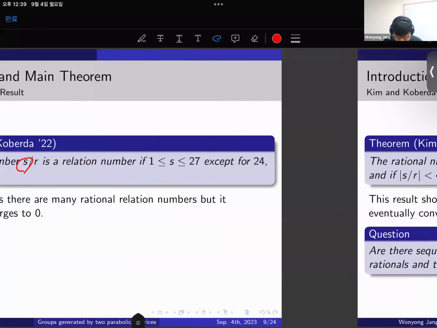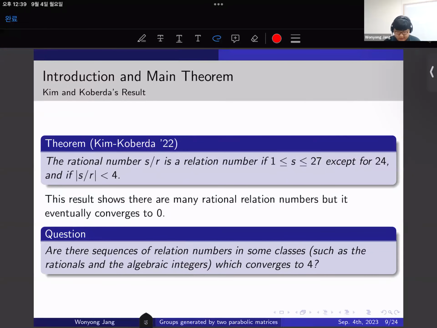So my question is, are there any sequences of relation numbers in some classes which converge to relatively large numbers, in particular 4? It is my interest to find some relatively large relation numbers.